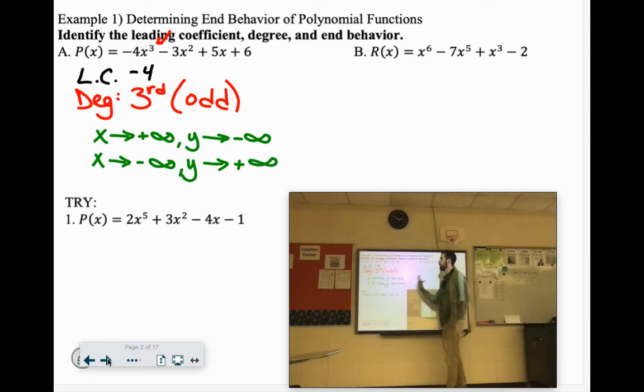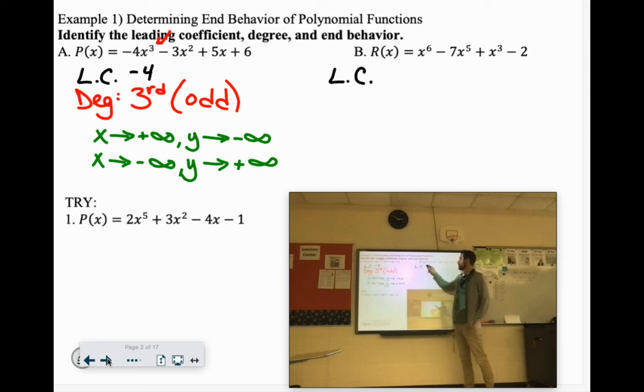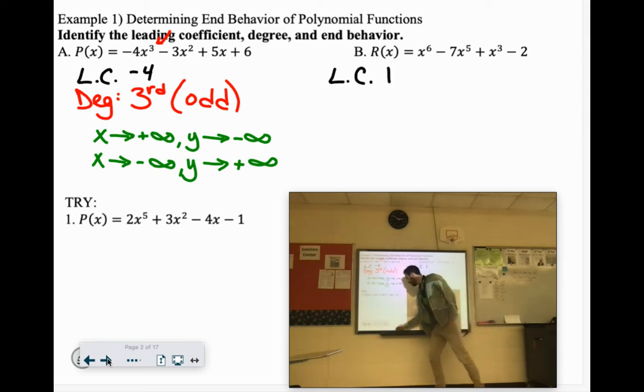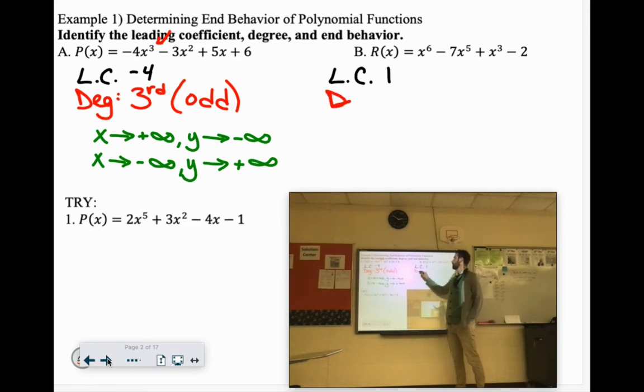So it'll take a little bit to get used to that, but you'll be okay. All right, let's try this one. We have x to the sixth. The lead coefficient, the number in front, would just be 1. The degree of this one is sixth degree, which of course is even.